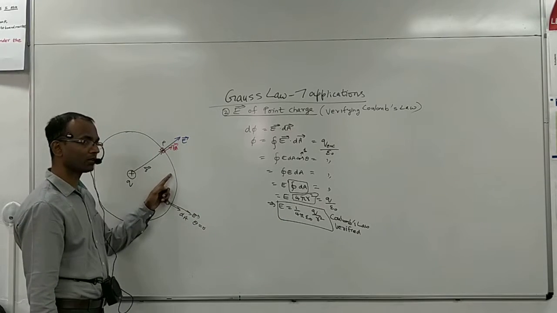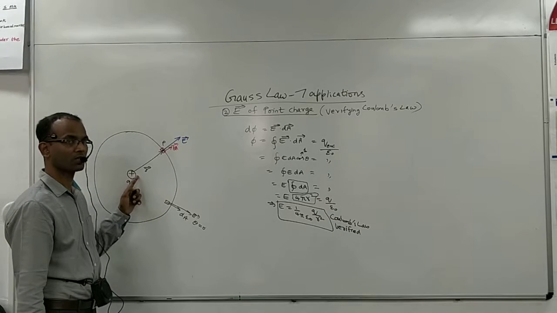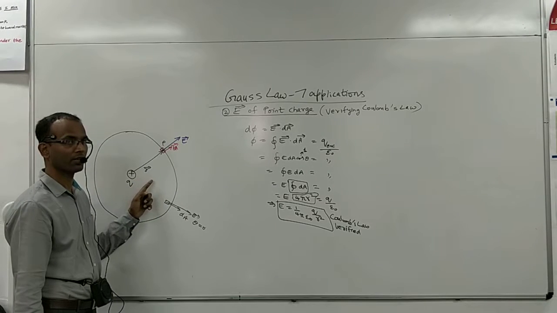Because every point on the Gaussian surface is the same distance from the charge. Electric field varies with distance.